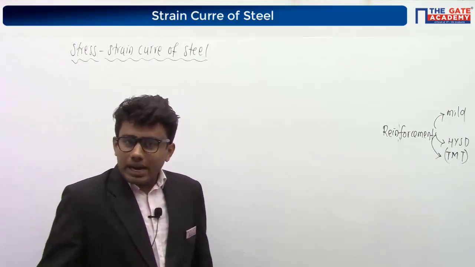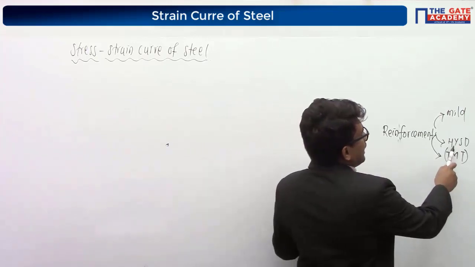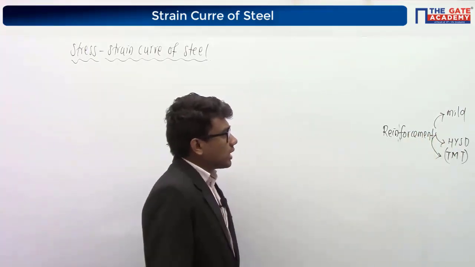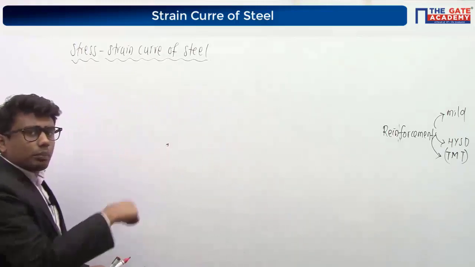Exactly. We have mild steel bars, and we have HYSD. What is HYSD? High yield strength deformed bars. We will discuss them one by one, right?